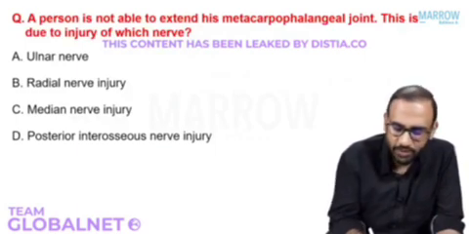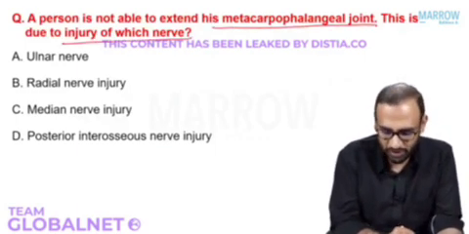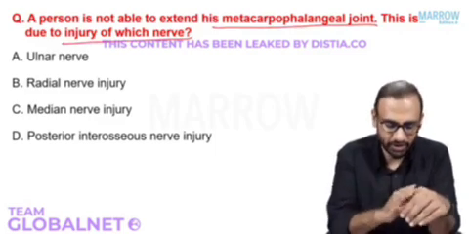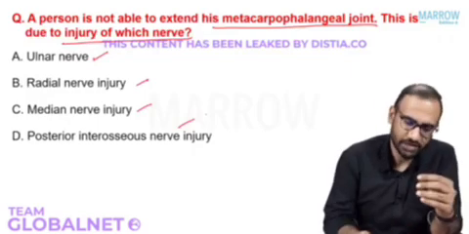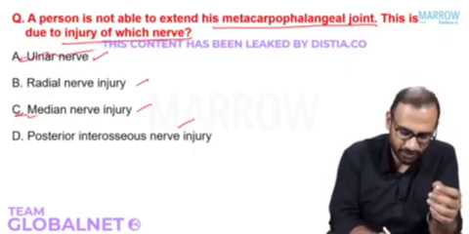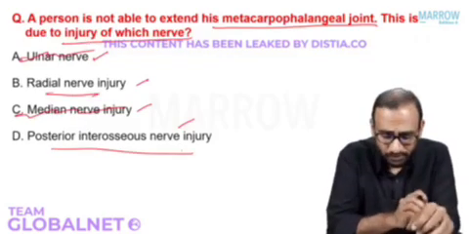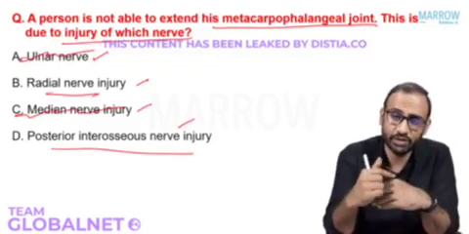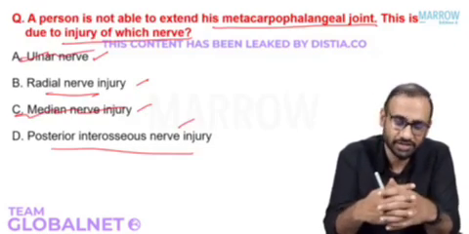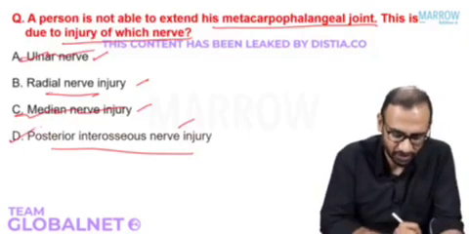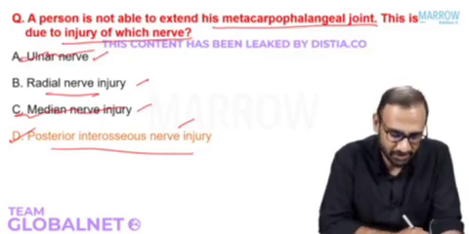A person is not able to extend his metacarpophalangeal joint. This is due to the injury of which nerve? The question is not saying anything else except the metacarpophalangeal joint. The options are ulnar nerve, radial nerve, median nerve and posterior interosseous nerve. Now obviously extension means ulnar nerve has nothing to do with it, median nerve has nothing to do with it. Radial nerve and posterior interosseous nerve, what will you go with? Since the question is only saying the patient has inability to extend the MCP, it is not talking about the wrist, it's not talking about the sensory deficit. The safe answer is posterior interosseous nerve because he's talking about finger drop, not wrist drop. Right? So, PIN palsy is the answer here.